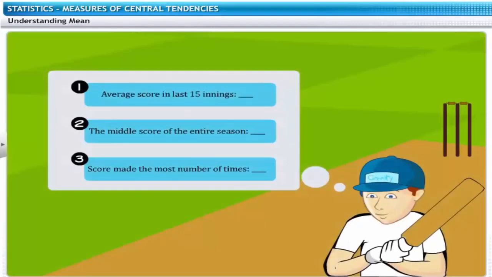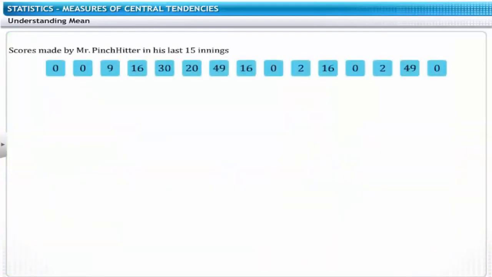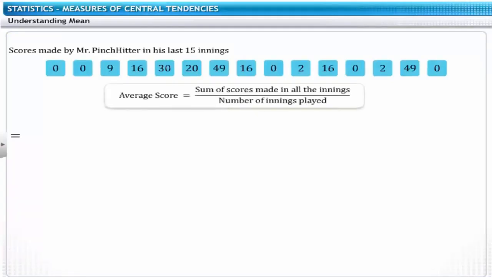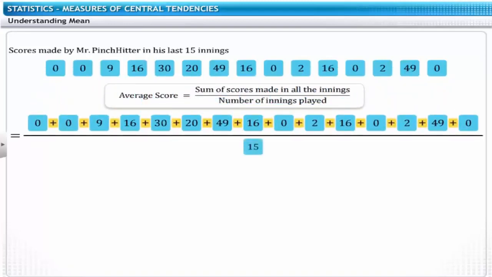First, let us find the average score of Mr. Pinch Hitter in his last 15 innings. Here are the scores made by Mr. Pinch Hitter in his last 15 innings. Now, his average score is equal to the sum of the scores made in all the innings divided by the number of innings played. Let us calculate. The sum of all the runs scored by Mr. Pinch Hitter in 15 innings is 209.